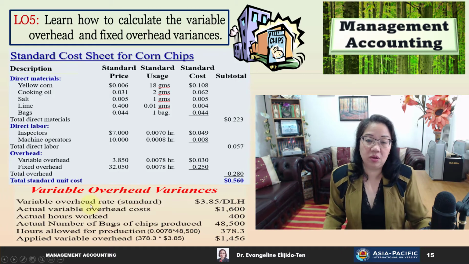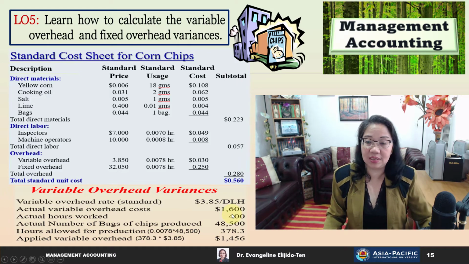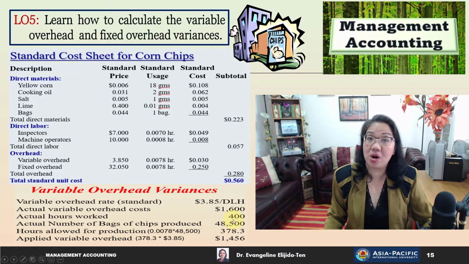But focusing on the variable overhead variances, we need to be provided with additional information as to the actual variable overhead costs. So we are given here the figure for the actual variable overhead cost, and that's $1,600. They also told us that the actual hours worked is 400. So we can see from here straight away, if you divide 1,600 by 400, you will get $4 per hour. So that is the actual rate.